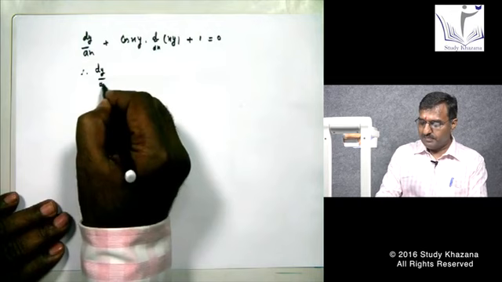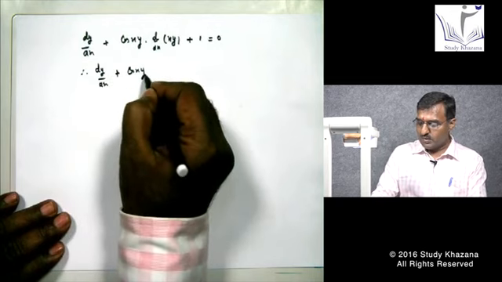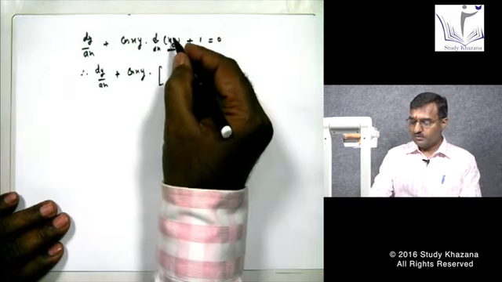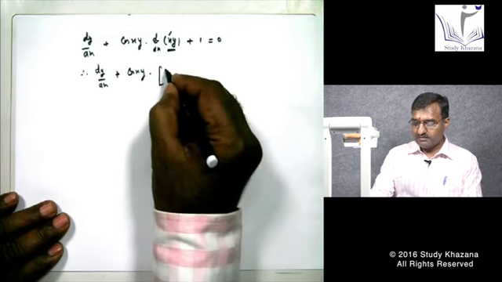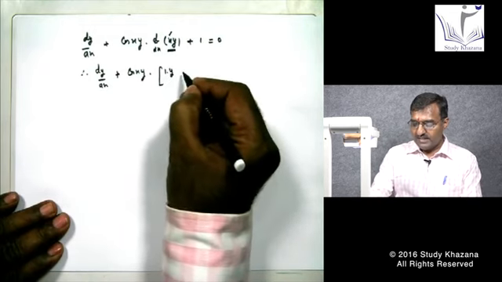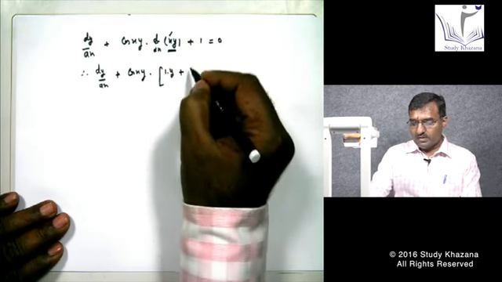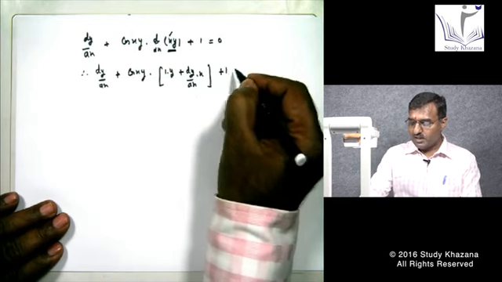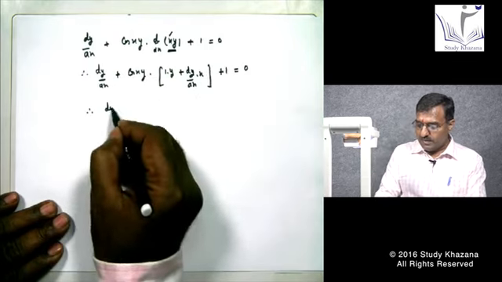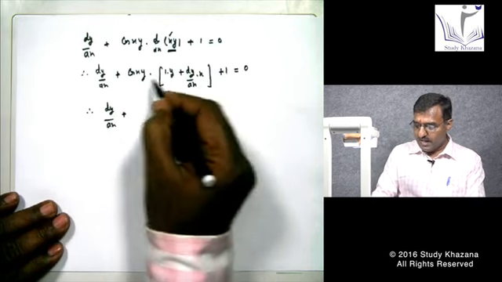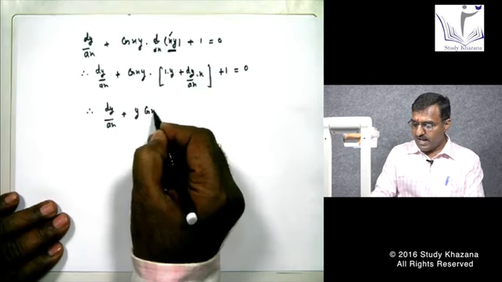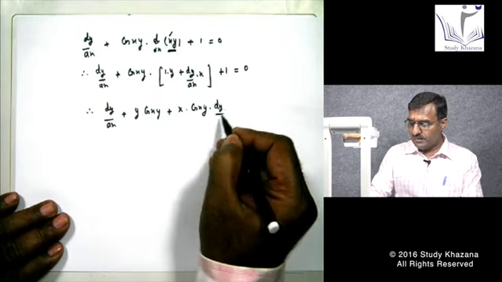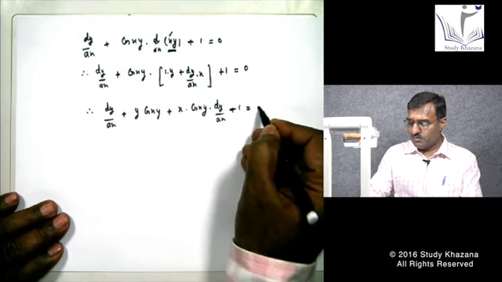Now this will become dy by dx plus cos xy into, here I will put the UV rule. In the UV rule, the derivative of the first function, what is the derivative of x? It is 1, and y is as it is. Now plus, the derivative of y is dy by dx, into x as it is. Now this is plus 1 equal to 0. Now I have to multiply this with both. So y cos xy plus x cos xy into dy by dx plus 1 equal to 0.